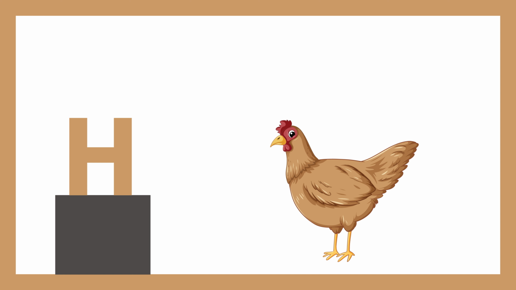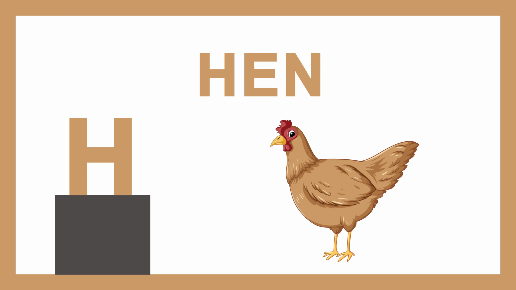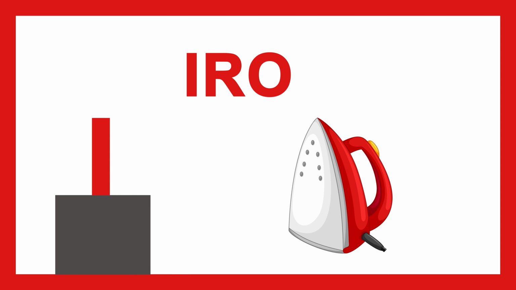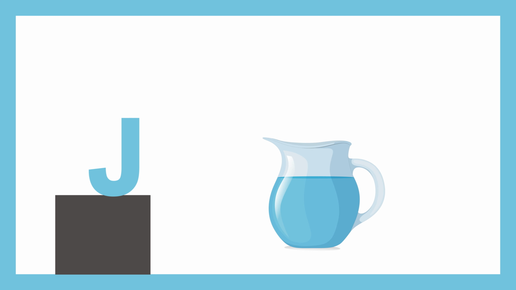H for hen. Let's spell it. H, E, N. Hen. Next letter is I. I for iron. Let's spell it. I, R, O, N. Iron. Next letter is J. J for jug. Let's spell it. J, U, G. Jug. Next letter is K.